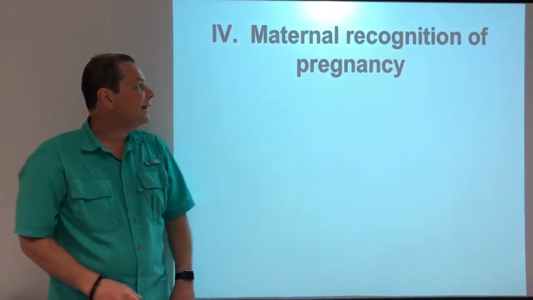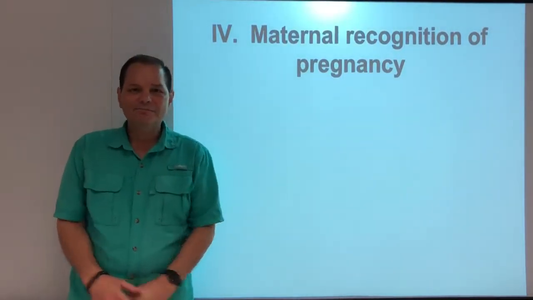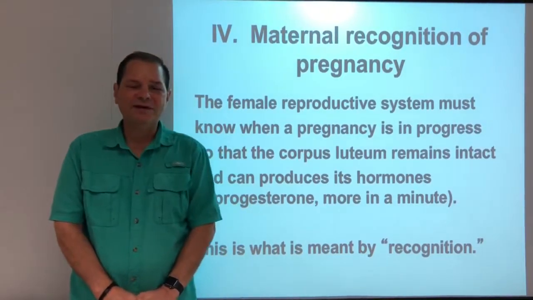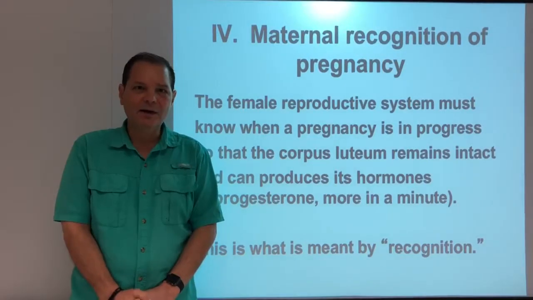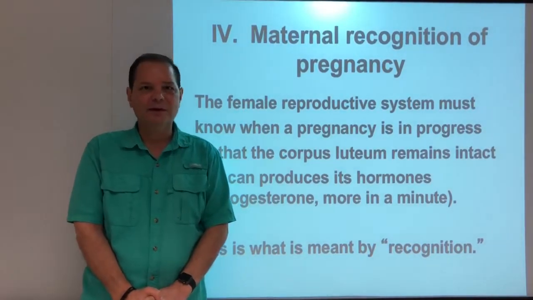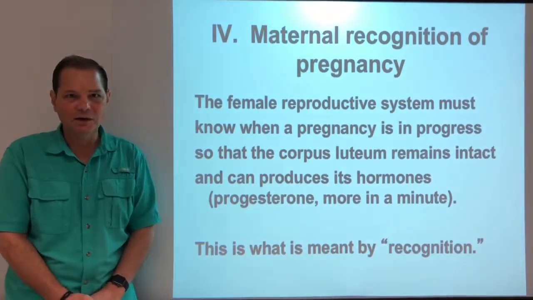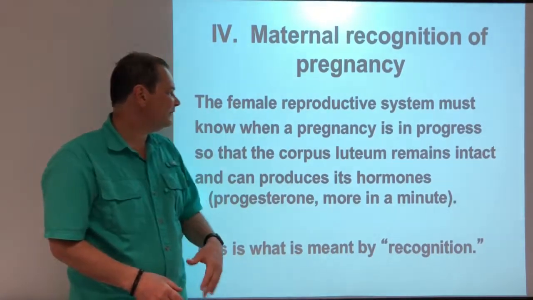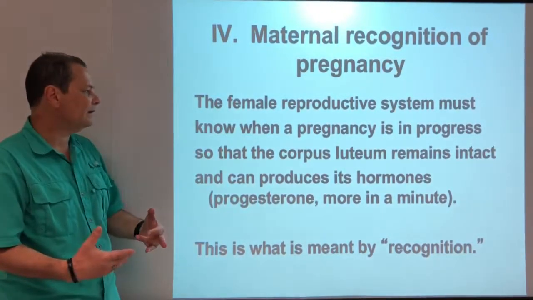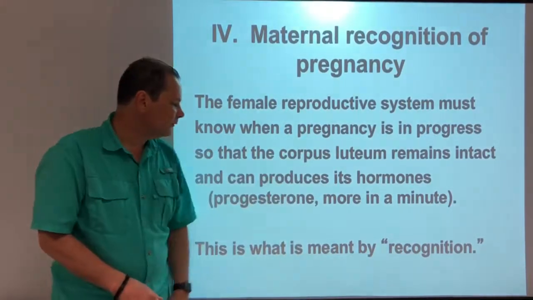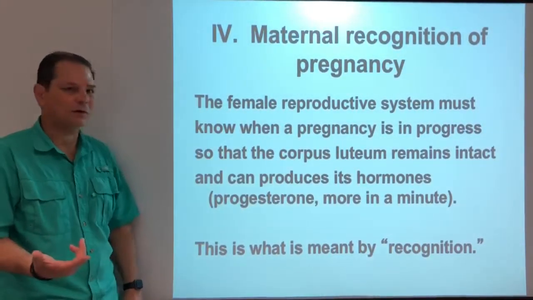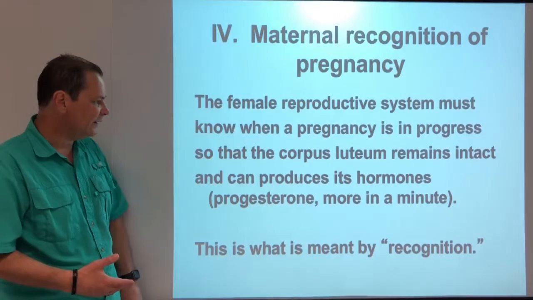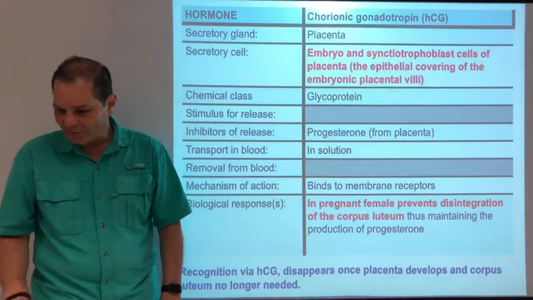So at some point, the mother's body has to know that it's pregnant, because if it doesn't know, then what's going to happen is the corpus luteum is going to disappear, and you're going to start another menstrual cycle, and you will have no more embryo if that happens. So at some point, the female reproductive system has to recognize that it's pregnant, so that you can keep that corpus luteum intact and you can keep secreting progesterone, which is essential for the maintenance of pregnancy. And this is what's known as recognition. Okay, so how is that recognition achieved?